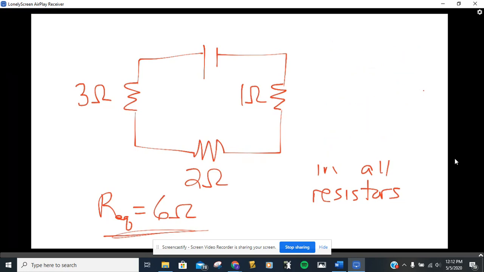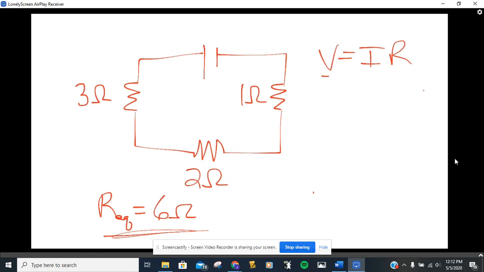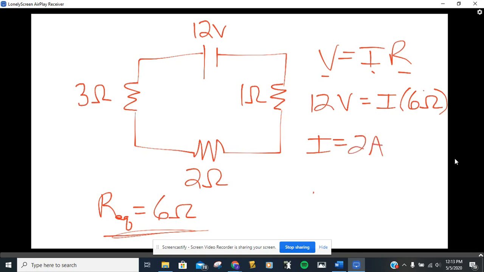So if you remember, Ohm's law says if I know a voltage supplied, if I know a resistance, I can find a current. So let's say, for the sake of keeping this easy, let's make that 12 volts. So if that was 12 volts, and I'm trying to find my current, and I know my resistance is 6 ohms, I'm simply going to divide those two out and get 2 amps of current, which would mean that there are 2 amps here, 2 amps here, 2 amps here.